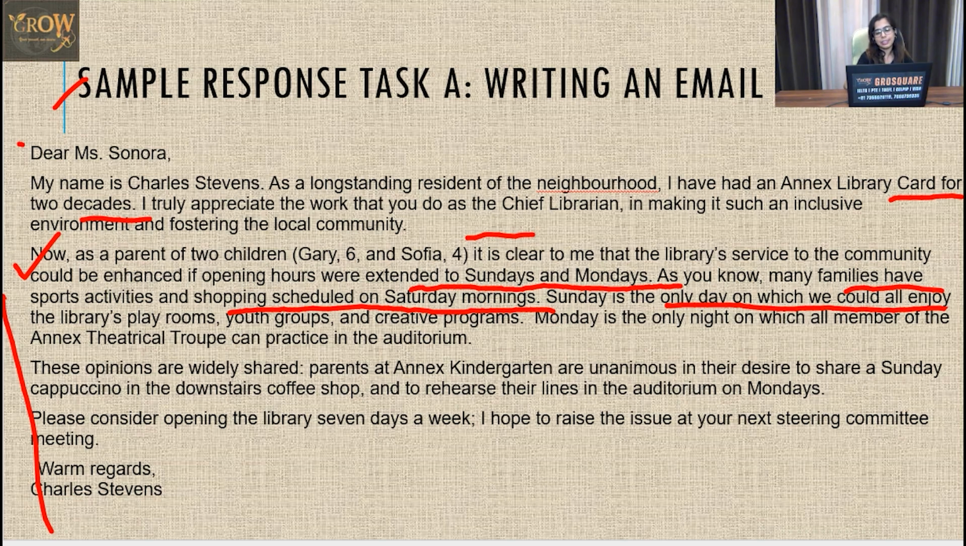Parents at the Annex kindergarten are unanimous in their desire to share a Sunday cappuccino in the downstairs coffee shop and to rehearse their lines in the auditorium on Mondays, right?